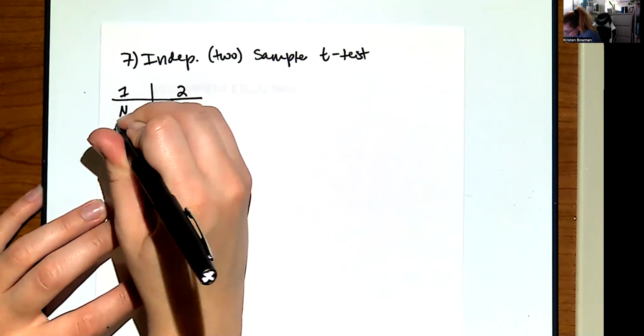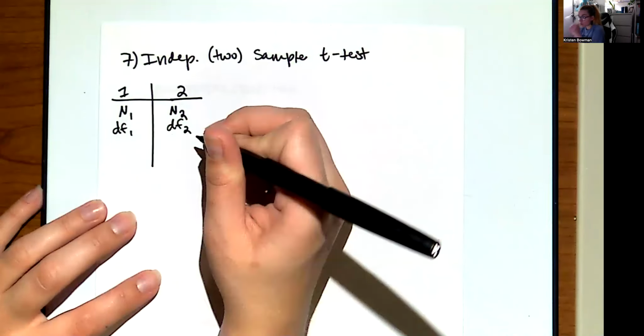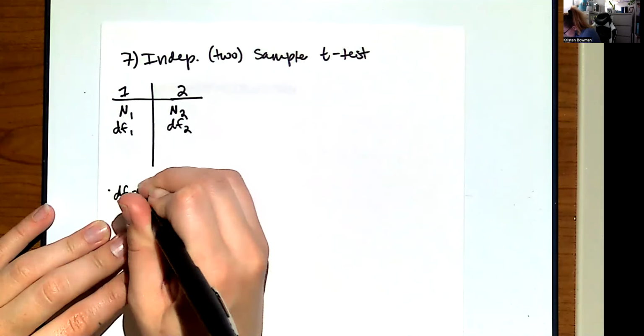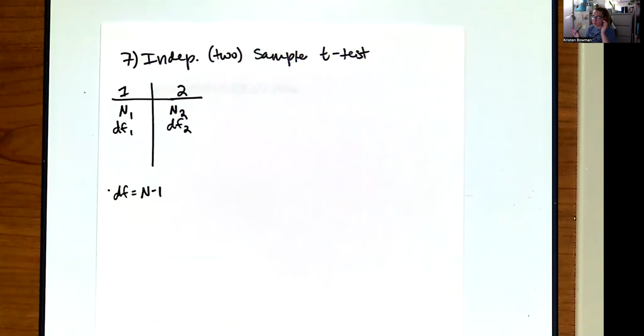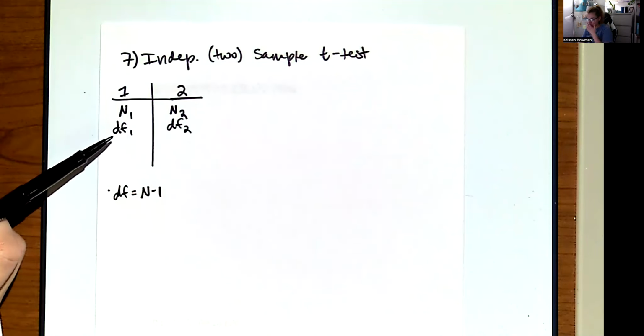Well, what I like to go ahead and do here is I also like to add in the df, the degrees of freedom, because this is really where we start to see degrees of freedom. Degrees of freedom, remember, I'll just make a little note here, df equals n minus 1. This is really where degrees of freedom started in our course. Basically, we're taking n and we're subtracting 1 from it.